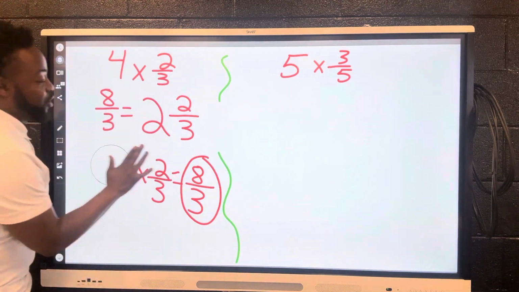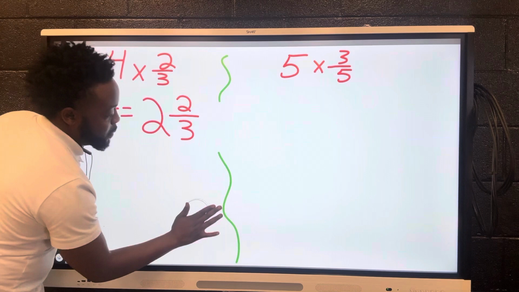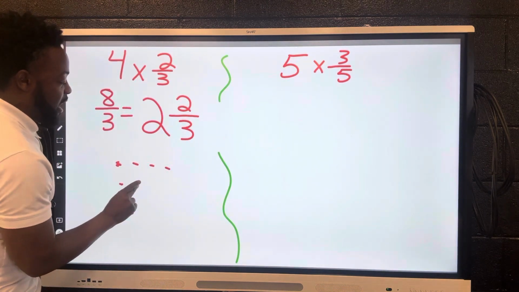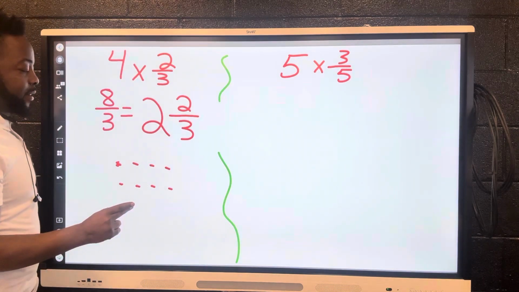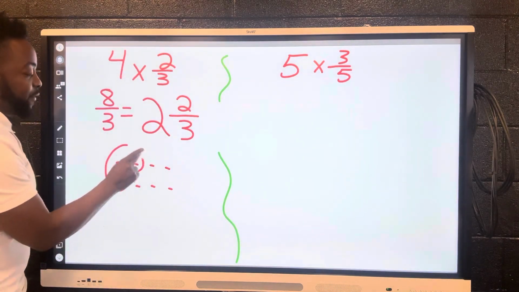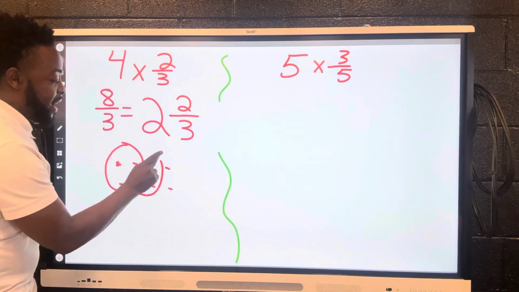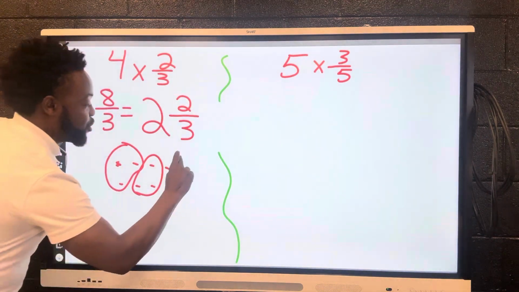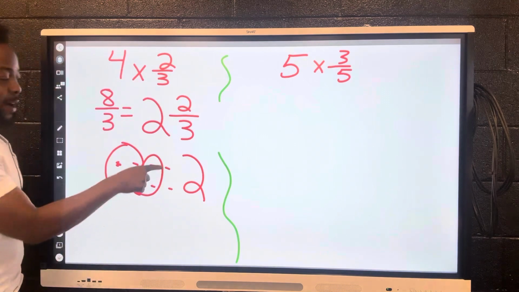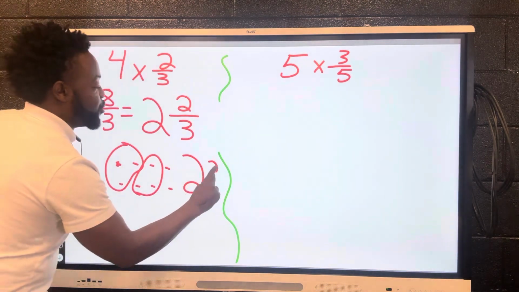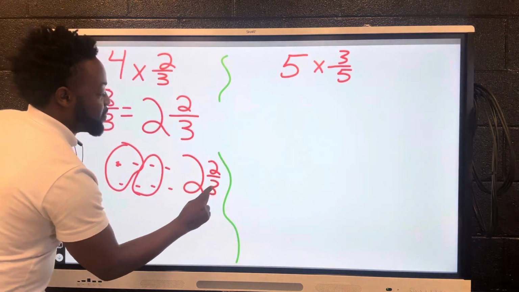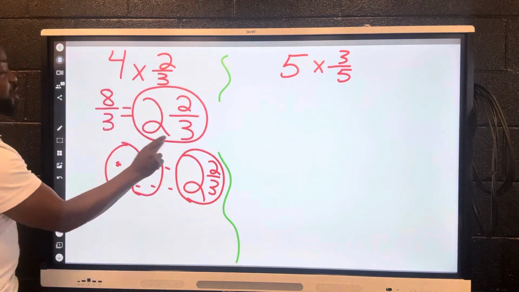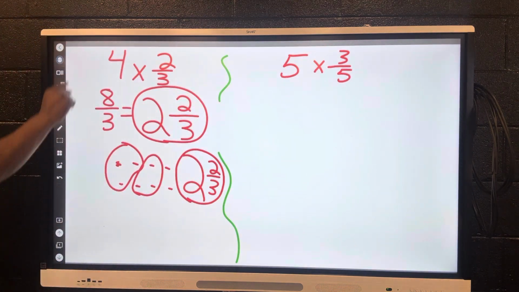Another way I can do this too, I can do a diagram. I'm going to draw 8 dots. I'm going to see how many groups of 3 I can get out of these 8 dots. 1, 2. So I have 2. And how many are left over? 2/3. This is what we want our answer to look like. Not this.